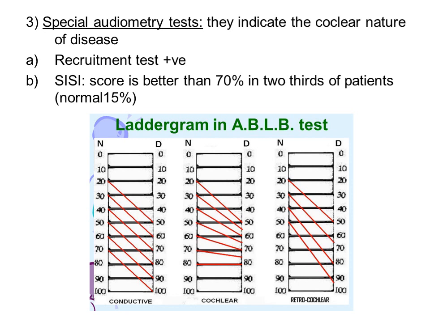In conductive loss, N denotes the normal side and D denotes the diseased side. On the diseased side, you can see there is a decrease of 30 decibels. So when you balance the sound, the 20 decibels on the normal side is equal to 50 on the opposite side.